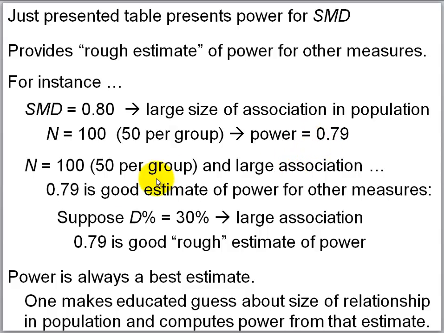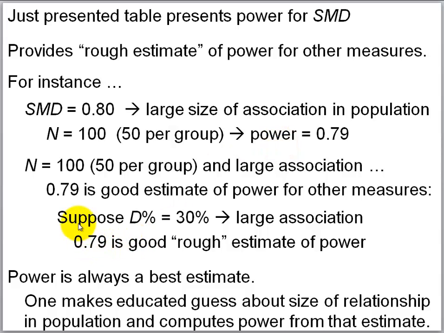So what I'm trying to say to you is that were you to measure not a mean difference, but perhaps a difference in percentages, or were you to look at correlation between two variables, though this table was designed for the standardized mean difference, you could use it to get a rough feel for power whenever you would have large size association. With this group size, your power is going to be reasonably close to 0.79. So this table can be used to estimate power in different situations.